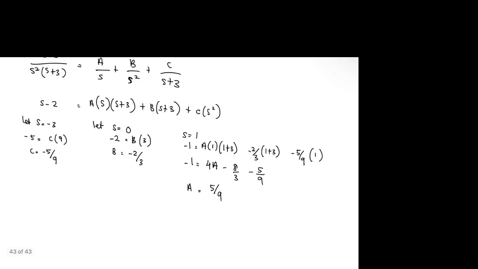So substitute into F(s). A is 5 over 9, so 5 over 9 over s. B is minus 2 over 3, so minus 2 over 3 s squared. C is minus 5 over 9, so minus 5 over 9 times s plus 3.